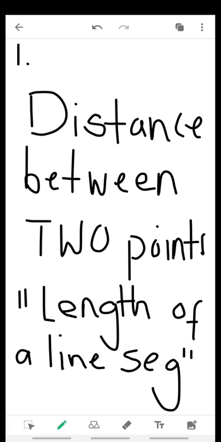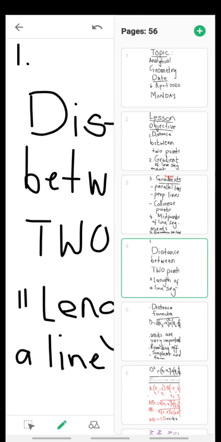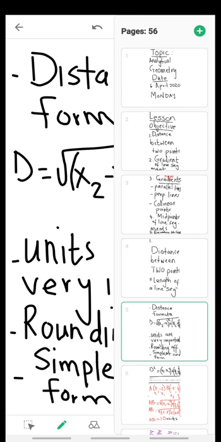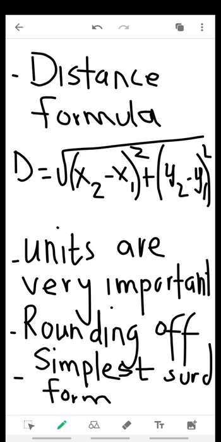Okay, so that is distance between 2 points, and when you talk about distance between 2 points, you can also refer to that as the length of a line segment. Okay, so I will either use the term distance or length of a line segment between 2 points. Now, having said that, how do we find this length or distance between 2 points? We use what we call the distance formula. Okay, there's nothing fancy about this. The distance formula is just a formula that we use to find the length of the distance between 2 points.